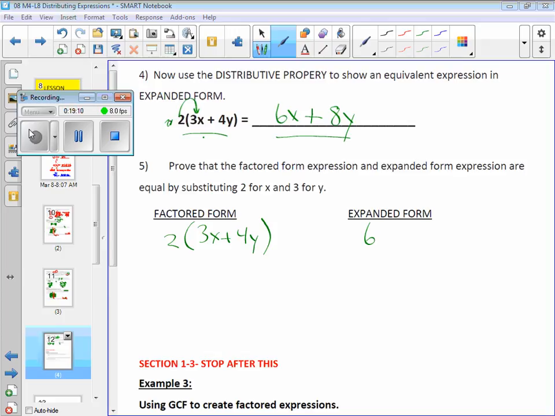Now we will stick to the examples. 2 is going to be substituted for x, and 3 will be substituted for y. So let's do that. I don't want to do parentheses within parentheses, so I will use the dot. Did I do that right? For this, I can use the parentheses.